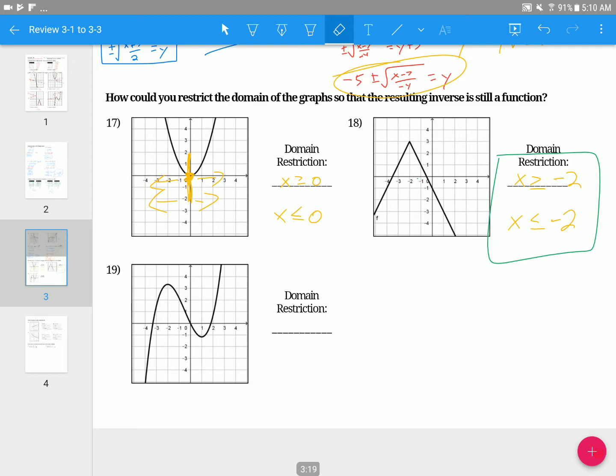So number 19, same idea. Find your domain restriction. So find your vertices. I got one right here at -2, and I got one right here at 1. So I have three options. I can either be to the left, I can be between, or I can be to the right. So I can say x is greater than or equal to 1, that's the right side. I can say x is less than or equal to -2, there's your -2, that's the left side. Or I can be in between. So remember, between, you just go -2 less than x less than 1, you just put x in the middle. So that one actually has three options.